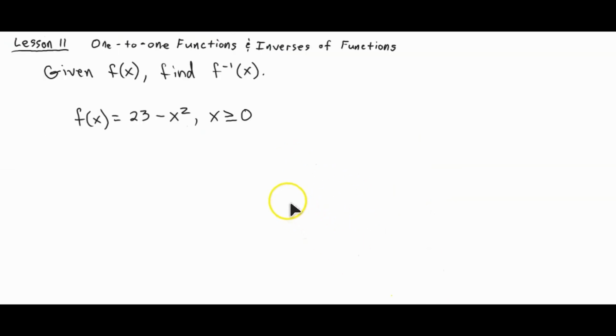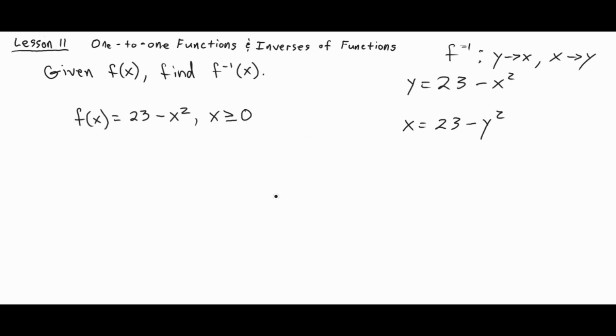Okay, so what we're going to do here is rewrite it as y equals 23 minus x squared. And then we're going to change all the y's into x's. So to identify f inverse, y's are going to become x's and x's are going to become y's. So we're going to write x equals 23 minus y squared. And then after doing that, we solve for y. We just want to get y by itself.